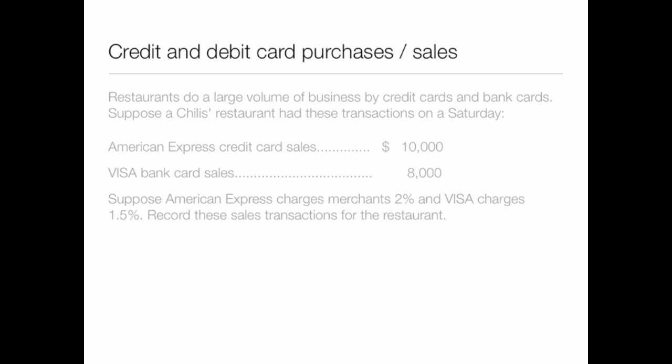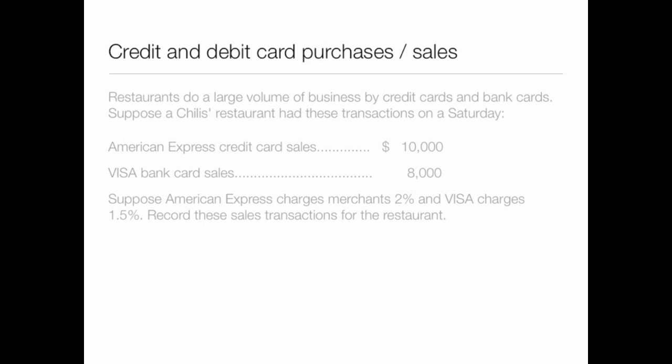Restaurants do a large volume of business by credit cards and bank cards. Suppose a Chili's restaurant had these transactions on a Saturday. American Express credit card sales of $10,000 and Visa bank card sales of $8,000. Suppose American Express charges merchants 2% and Visa charges 1.5%. Record these sales transactions for the restaurant.